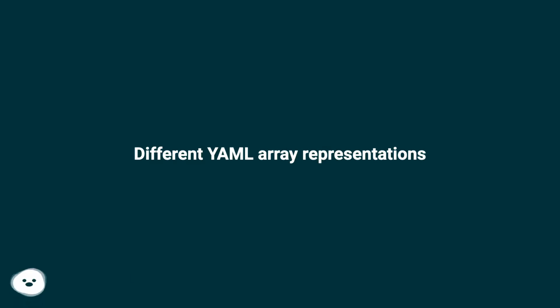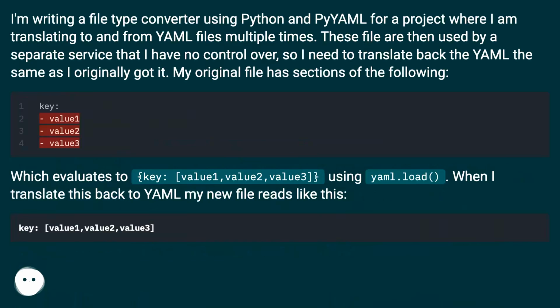different YAML array representations. I'm writing a file type converter using Python and pyyaml for a project where I am translating to and from YAML files multiple times. These files are then used by a separate service that I have no control over, so I need to translate back the YAML the same as I originally got it.